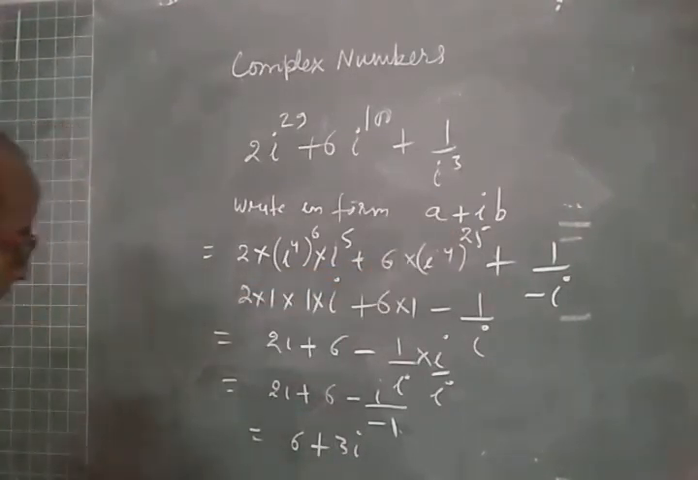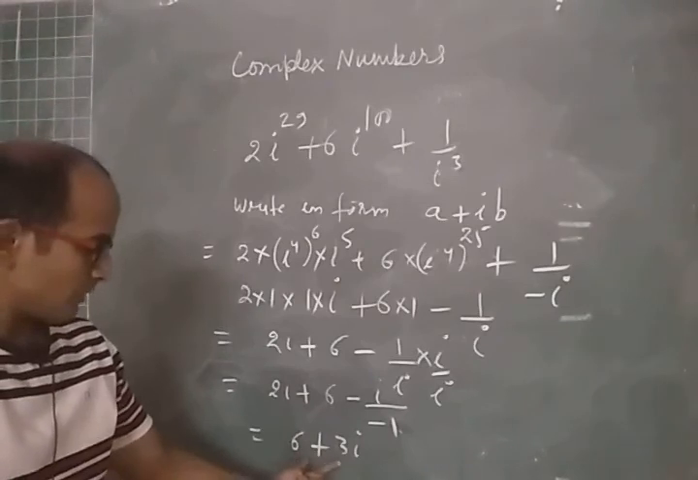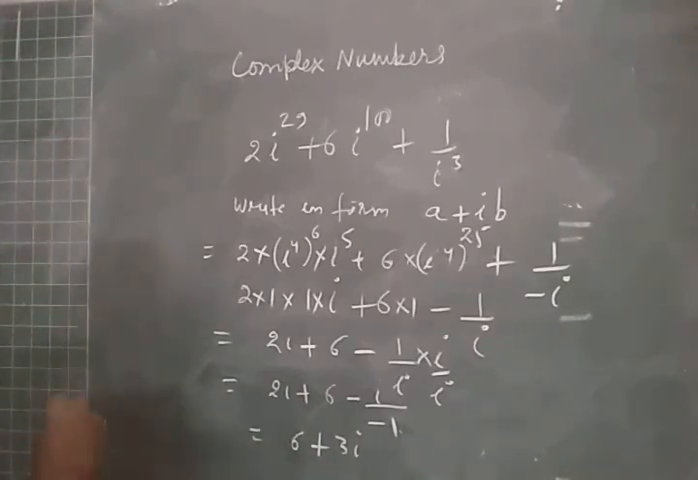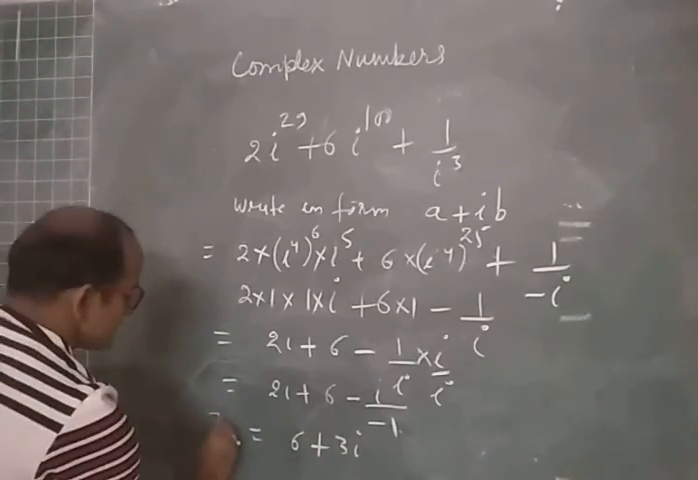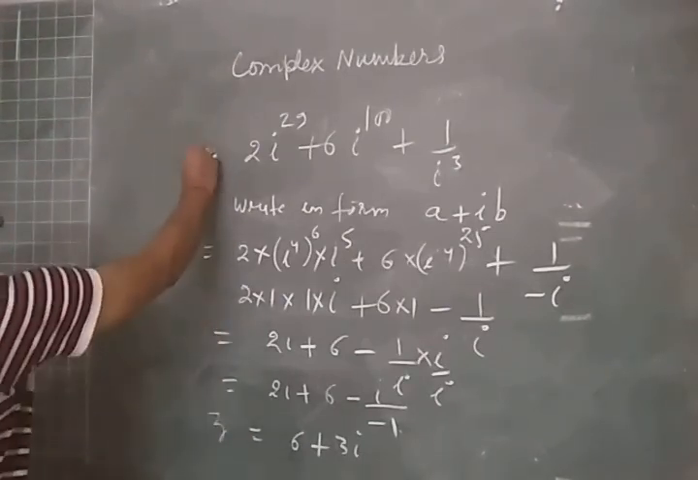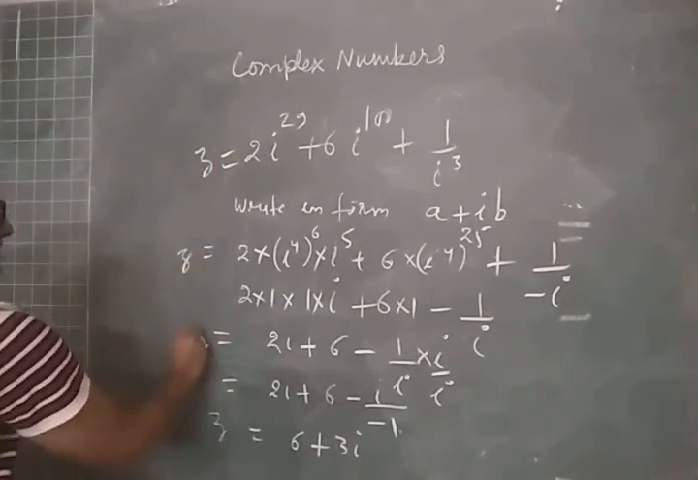So this is called a complex number. Any complex number can be written in the form of a plus iota b. Complex numbers are also denoted by small z. Z means complex numbers, right? Small z.